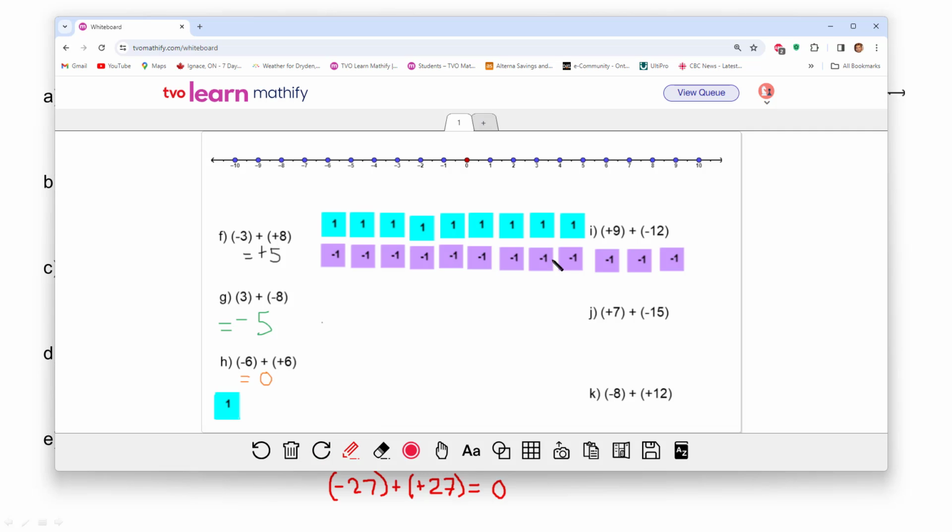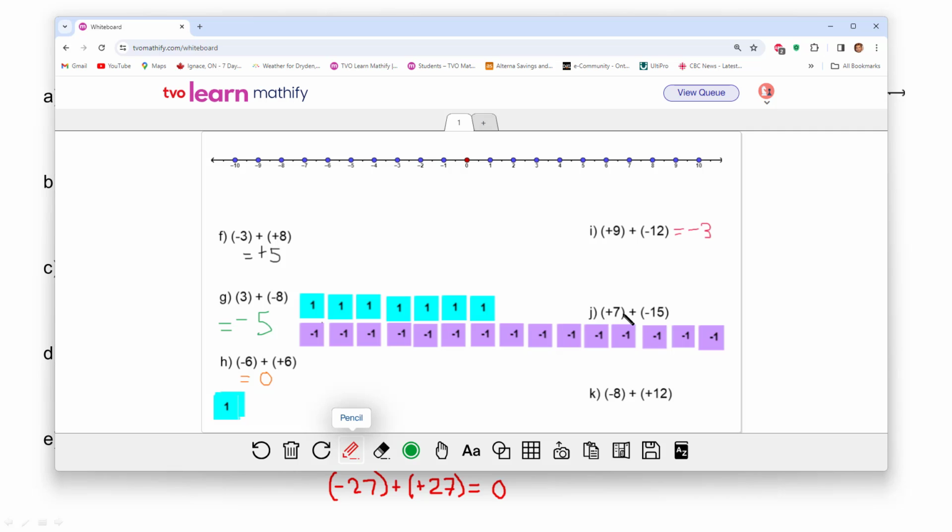Okay, so next example, we're adding positive 9 and negative 12. So here's my 9 positives, and here's my 12 negatives. And you see all these pairs. See, those two add to 0, 1 and negative 1. That pair adds to 0. And all the way along, that's like going 9 to the right and then coming 9 back. Okay, it takes me to 0, and all I have left is the 3 negatives, and so that's why that equals -3.